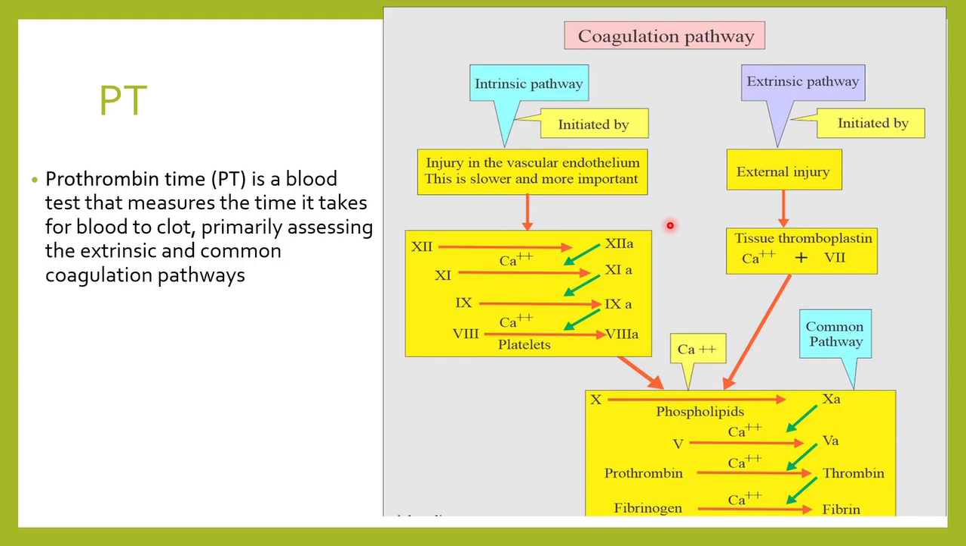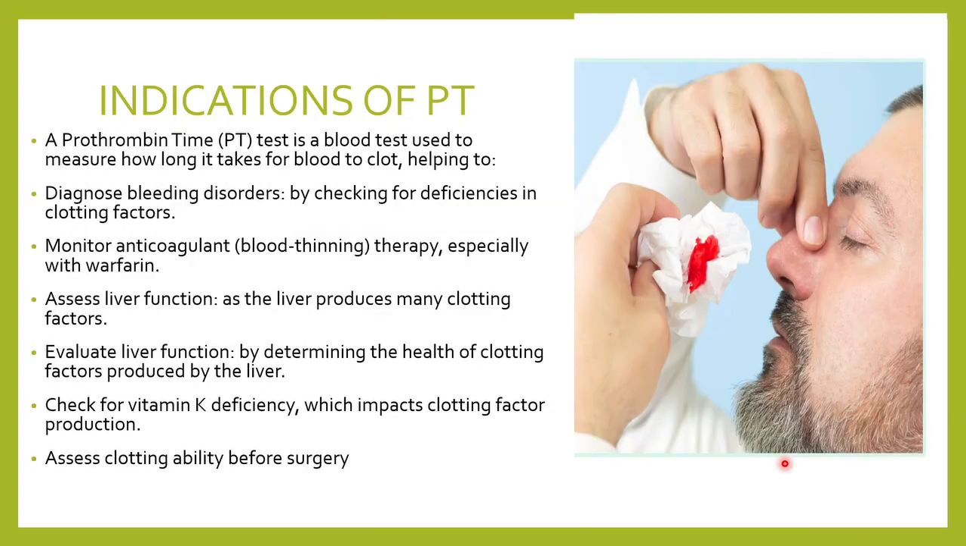But understand that the prothrombin test measures how much time your blood takes to clot. If there is an injury, you start bleeding. Your body has to stop the bleeding. You can't keep on bleeding, isn't it? So how much time the blood takes to clot is assessed by this pathway, that is your prothrombin time. This will assess your extrinsic pathway, which is initiated by an external injury, and also the common pathway.